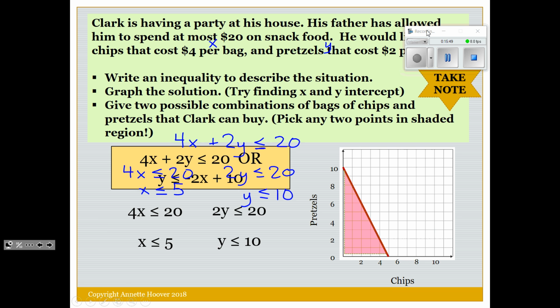So you can just pick one, and then if your assignment said, let's see, usually it says give 2 possible combinations. So what you would do is just pick a couple of points in here. I might want to pick that one and that one. So I would say that that is 3 bags of chips and 1 pretzel for that ordered pair. And for this ordered pair, that would be 1 bag of chips and 4 pretzels. And you could do that with every one of these ordered pairs. But you only have to do 2. So pick 2 points. Good luck.